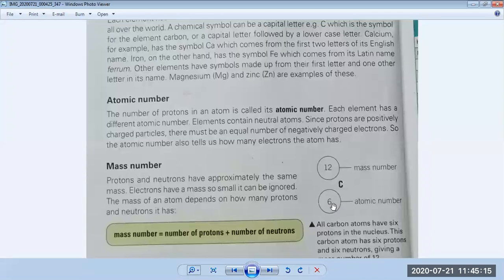And mass number, there is another number. Mass number is made by 6 protons plus 6 neutrons. So it should be equal to a mass number of 12. Okay. Now you see the mass number. Protons and neutrons have approximately the same mass.